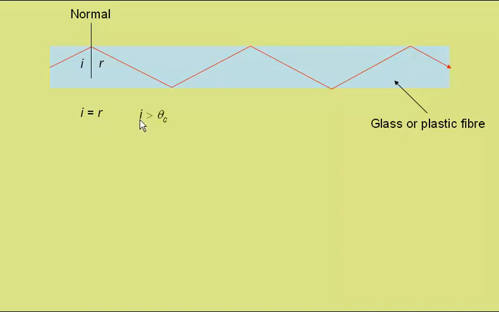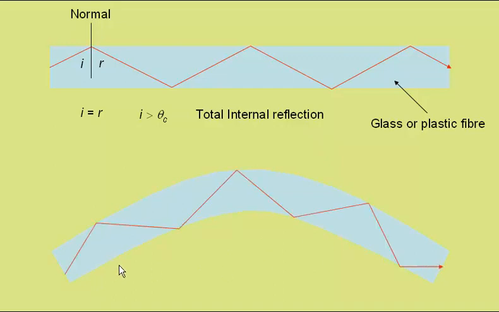If the angle of incidence is greater than the critical angle, we will get total internal reflection. The fibre can be bent like this, and the signal will still totally internally reflect, allowing us to send a signal around a corner.